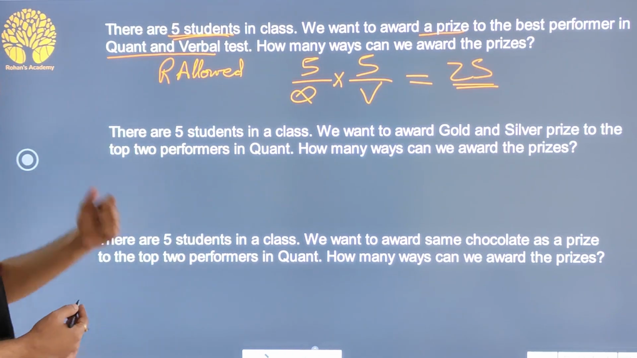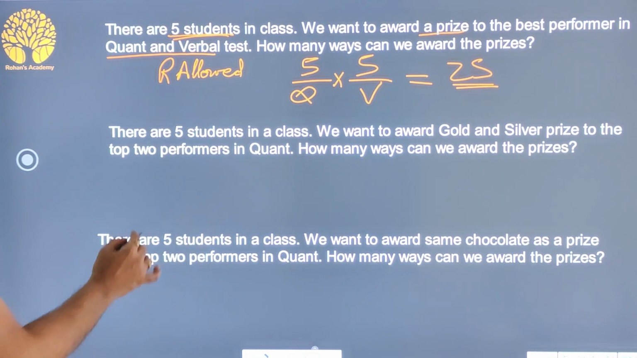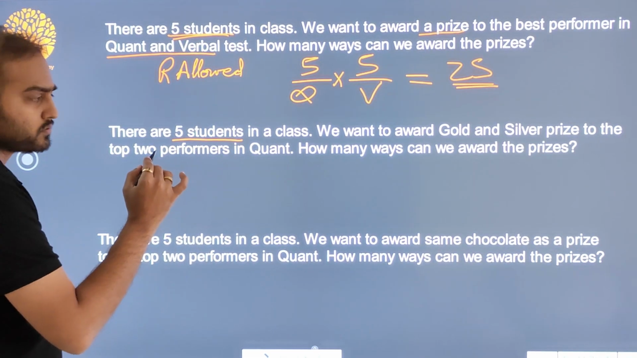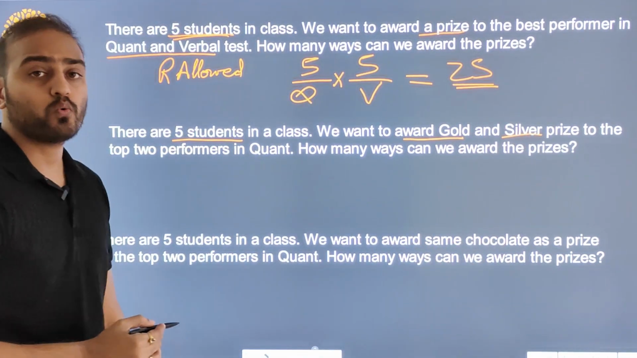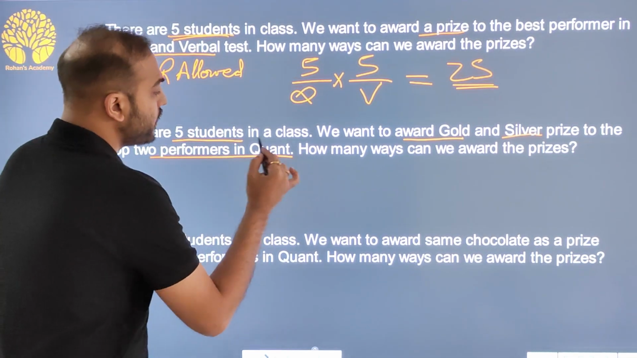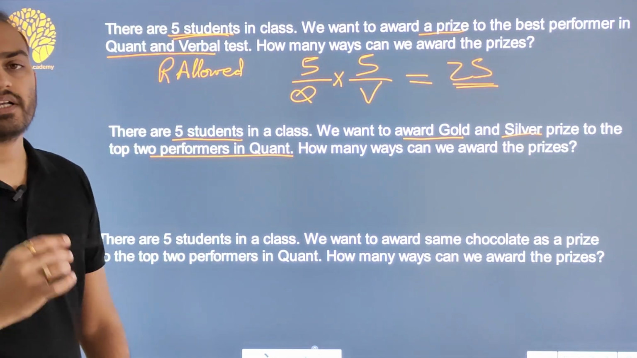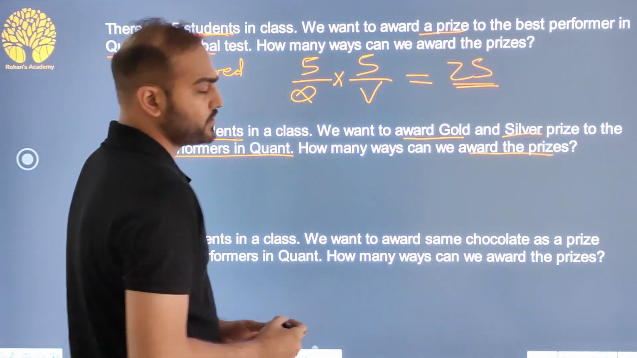Alright, now let's read the second one. It says again the same 5 students. We are awarding 2 prizes, 1 gold and 1 silver, and there is only one test, say the quant test. How many ways can we award the prizes?